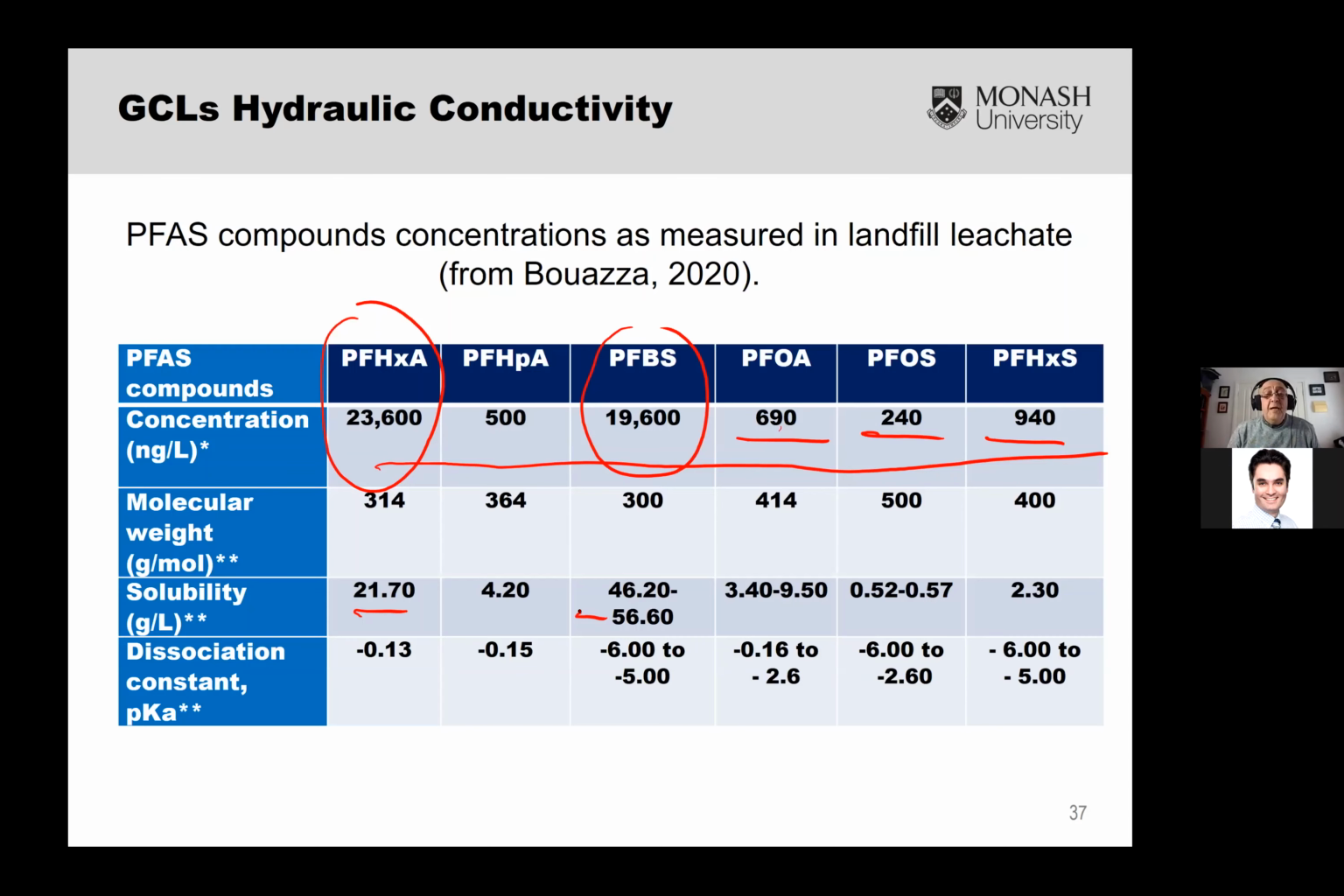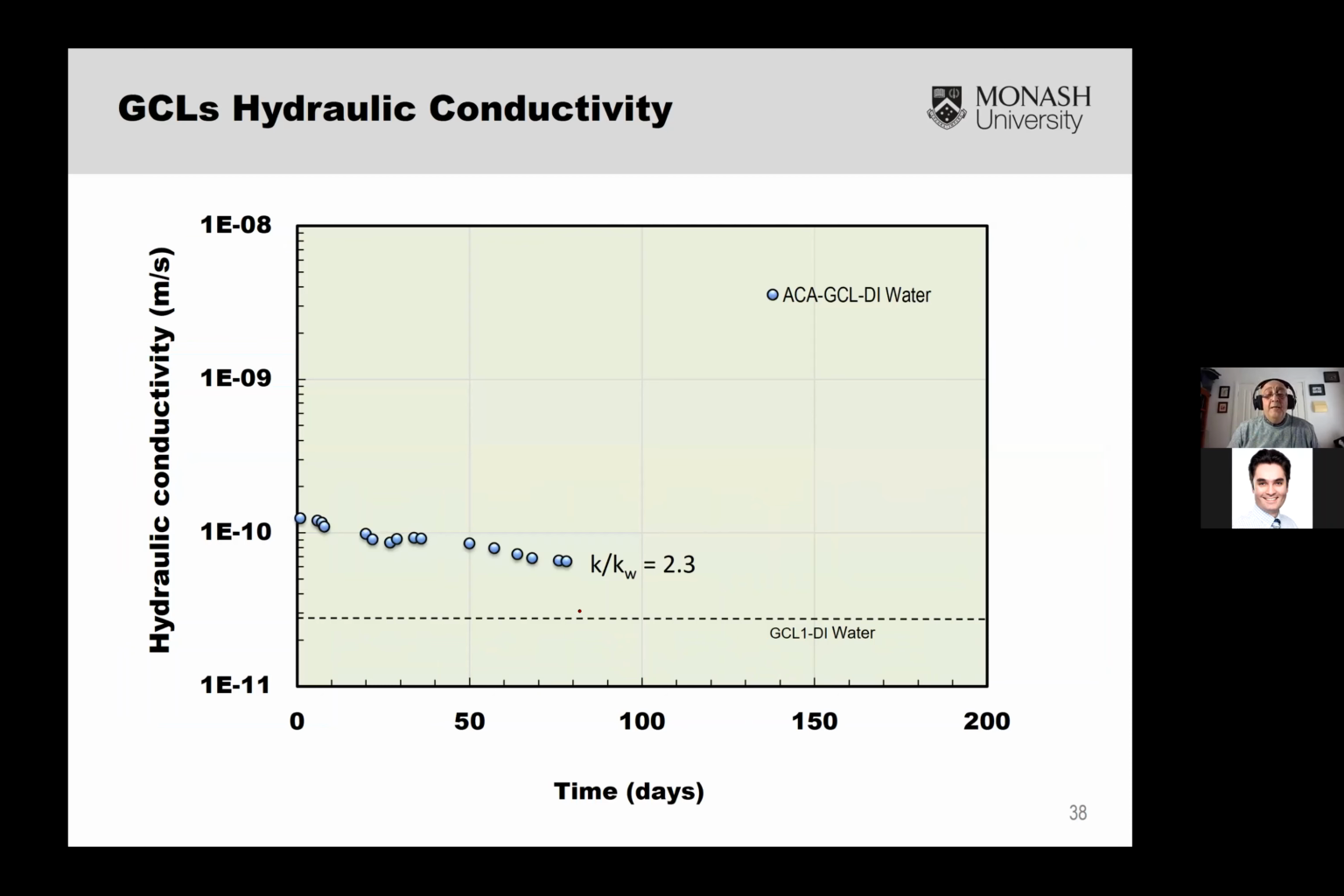So a snapshot of the results. Not all results are presented, but what you have here is your hydraulic conductivity versus time. This is the reference base GCL with no amendments, permeated with DI water. So the values are in the range of 3 times 10 to the minus 11. This is what you'd expect. This was done at 35 kPa effective stress.